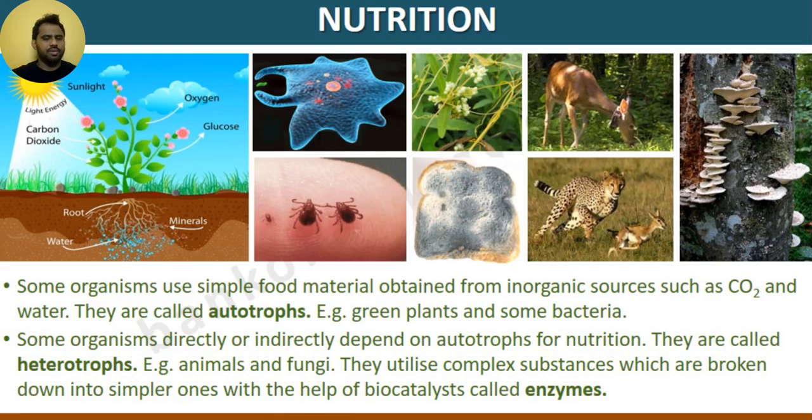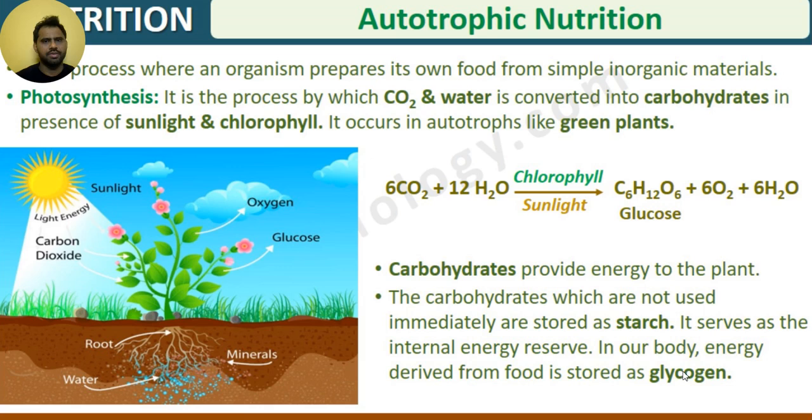Some organisms directly or indirectly depend on autotrophs for nutrition. They are called heterotrophs. See, this is an animal. This is a heterotroph. He is dependent on an autotroph, the one that eats grass. So he will eat him. Examples are animals and fungi. They utilize complex substances which are broken down into simpler ones with the help of biocatalysts called enzymes.